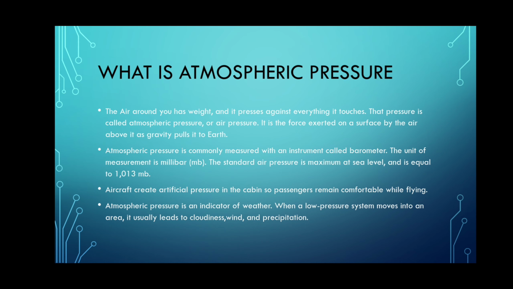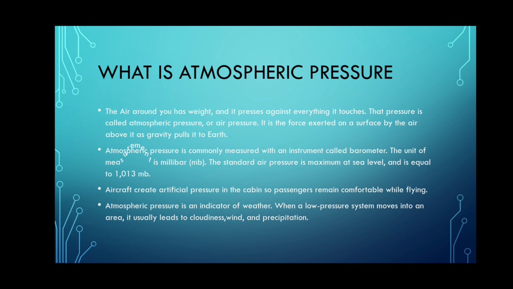What is atmospheric pressure? The air around you has weight, and it presses against everything it touches. That pressure is called atmospheric pressure, or air pressure. It is the force exerted on a surface by the air above it as gravity pulls it to Earth. Atmospheric pressure is commonly measured with an instrument called a barometer. The unit of measurement is millibar, MB.